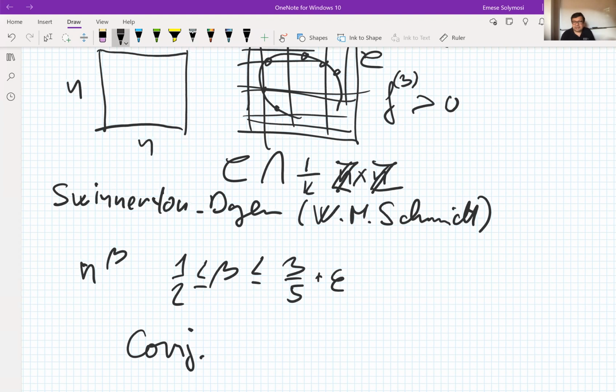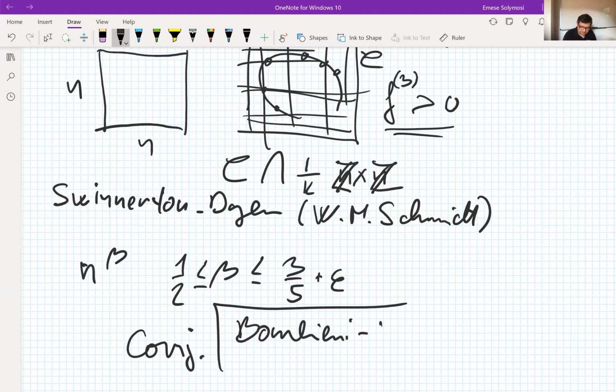And it seems very hard to prove. There are proofs if you know that your curve is even more smooth, by two other big names in number theory, Bombieri and Pila, who proved the conjecture. They proved smaller or equal to 1/2 plus epsilon for curves that are infinitely smooth, so that's C infinity.